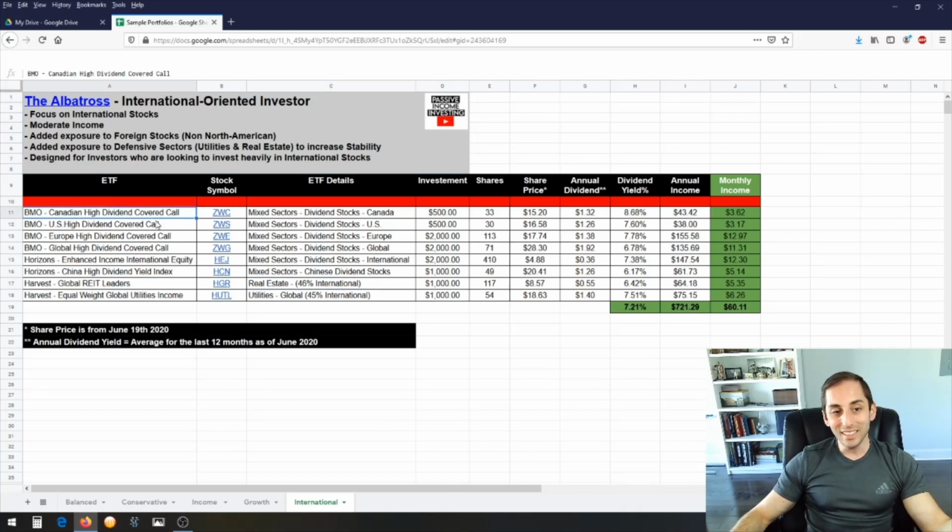Right, so looking at the ETFs, you see that you only have a very small percentage of coverage or exposure in Canada and the US, so only $500 each year. The bulk of your investment is going to be in this one here, ZWE, which covers European dividend stocks, ZWG, which is global dividend stocks, and of course HEJ, which is complete or 100% international stocks, or non-North American. So 60% of your investments make up these 3 funds.